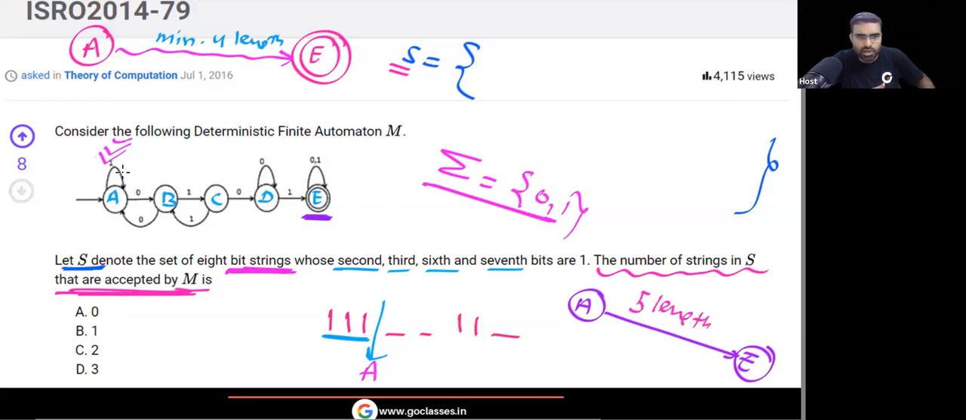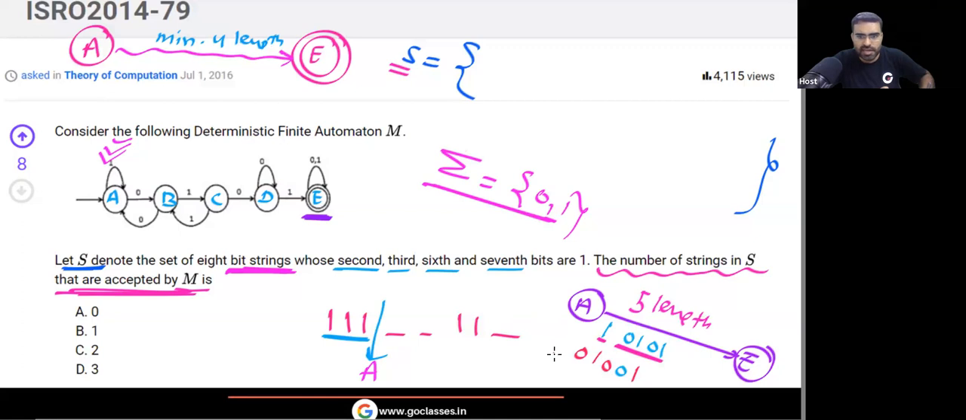See, either you can do 1, then 0, 1, 0, 1. Either you can do this. Are you getting my point? Either you can do this, means 1 and then 0, 1, 0, 1. Or you can do this 0, 1, 0, 1, but in the middle, you can read this 0. So what you can do? You can do 0, 1, 0, and then you can read this symbol 0 and then you can read 1.